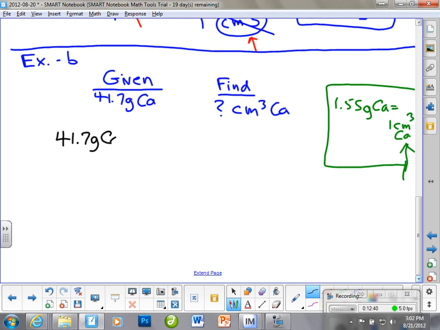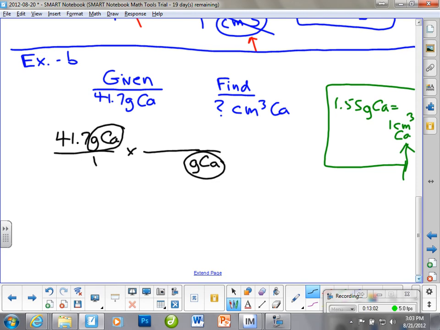41.7 grams of calcium over 1. Right on. And what's going to be on the bottom of our next fraction? Yes, indeed. Okay, we got grams of calcium over here, and we're going to circle the grams of calcium here and here. And now, you want to finish it off?